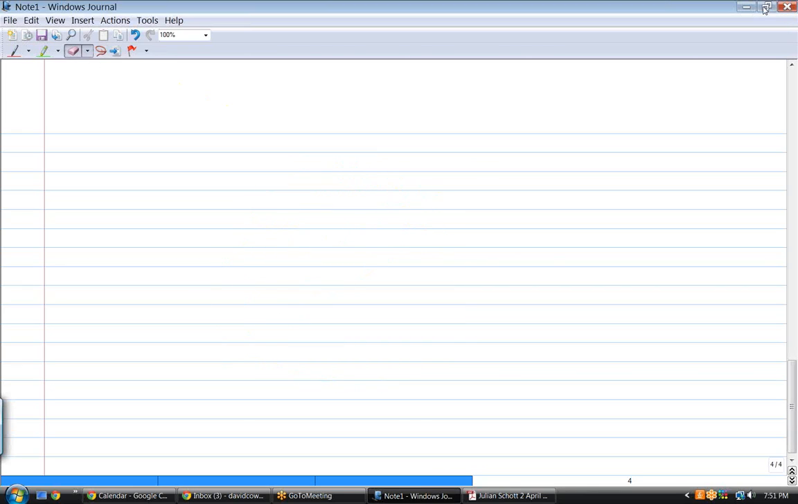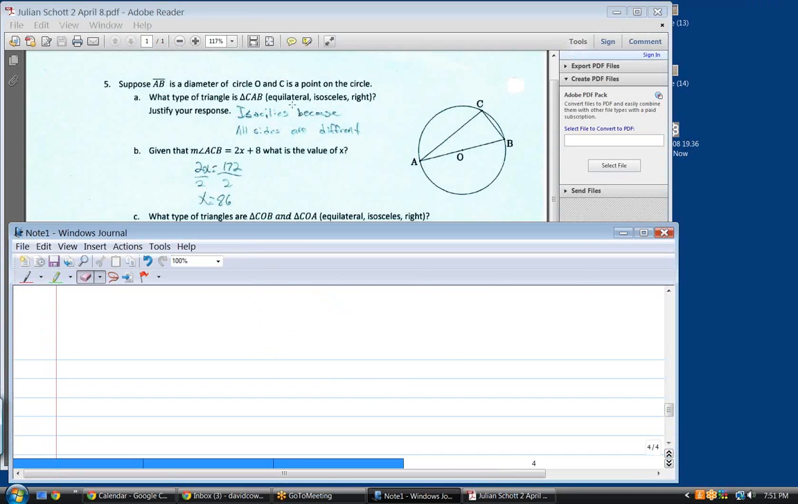So what kind of triangle is this? I said it was isosceles, but it's right. Yeah. So that's all you need to do. In terms of justifying your response, just say that all triangles inscribed in semicircles are right triangles.